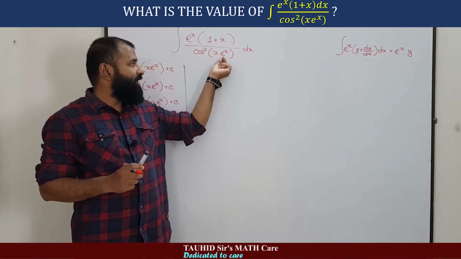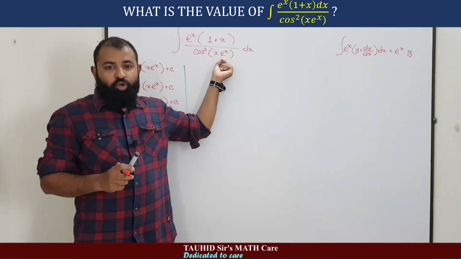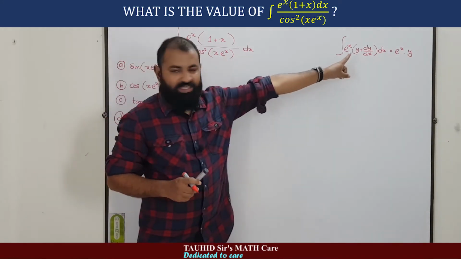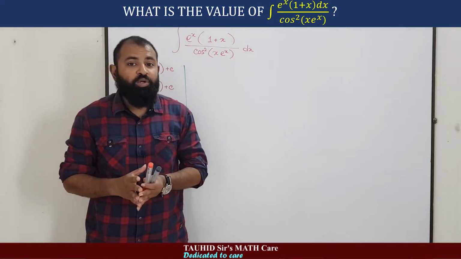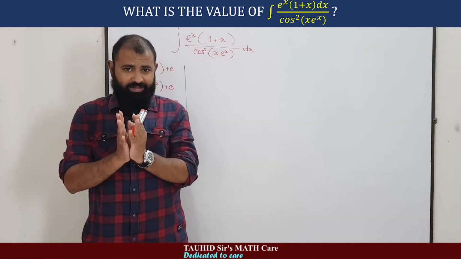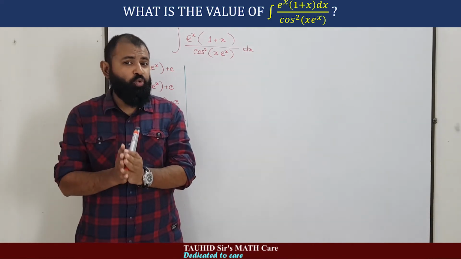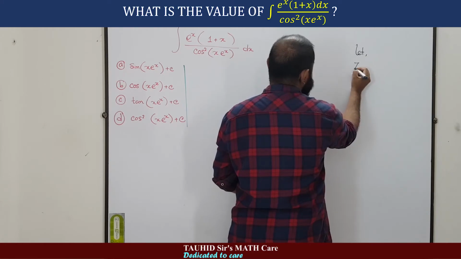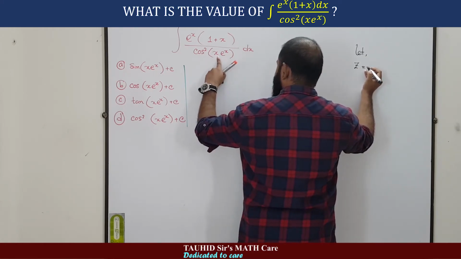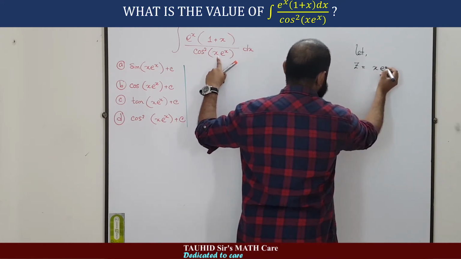But here the presence of another e to the power x prohibits us from using this formula. So we cannot use this formula here. So what to do now? We need to make this thing simple, and to do this we need to assume something. We will assume that z equals the thing inside this bracket, x e to the power x.